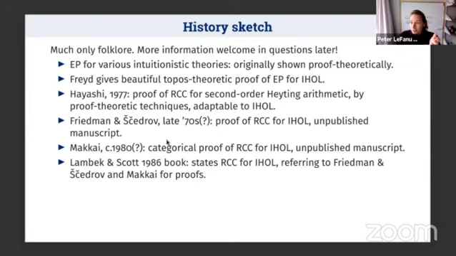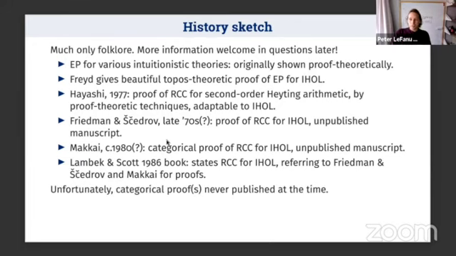And I believe that various people thought about this a fair bit, and Makkai presented his work on this and had an unpublished manuscript that was circulated at the time. These results went down in print in the classic book by Lambek and Scott on categorical logic, naming these results and attributing them, but not including the proof, referring to those manuscripts for the proofs. And unfortunately, the categorical versions of the proof never did end up published at the time. The manuscripts are out there.